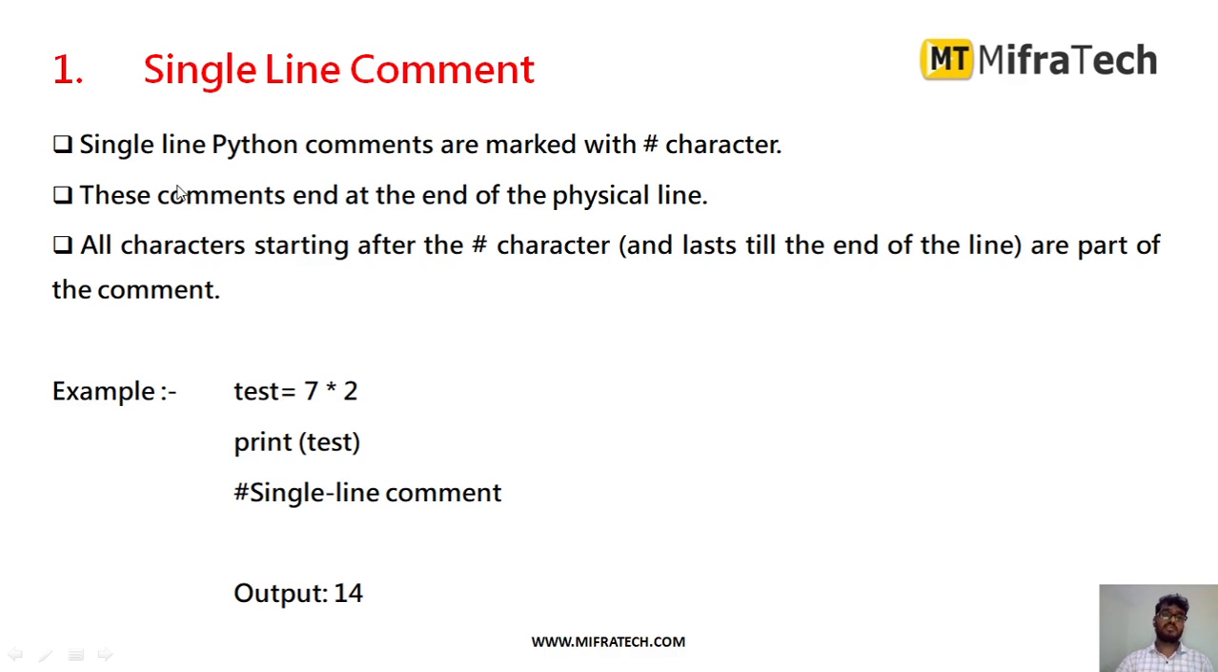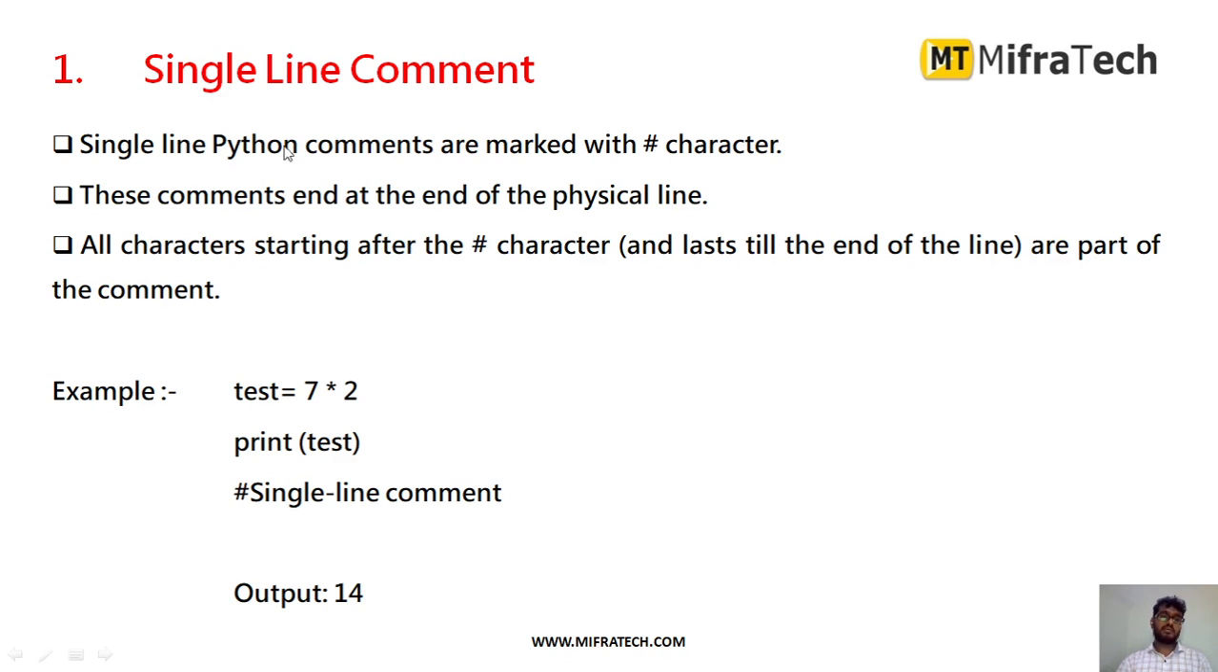As I told, first we'll see the single line comment. How to write a single line comment in Python? To do that, we have to use the hash symbol. By using this hash character, we can write a single line comment in the Python programming language. If you use a hash at the starting of the line and write anything in that line, that whole line will be considered as a comment only. The compiler will not execute that line, so we will not get that line in the output also.